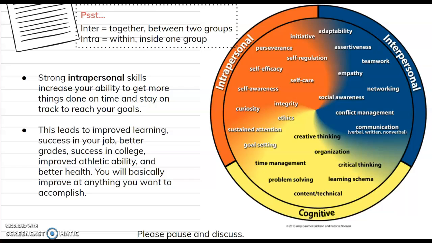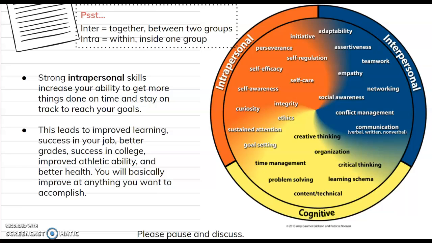So strong intrapersonal skills increase your ability to get more things done on time and stay on track to reach your goals. Having strong interpersonal skills leads to improved learning, success in your job, better grades, success in college, improved athletic ability, and better health. You will basically improve at anything you want to accomplish by having stronger intrapersonal skills.